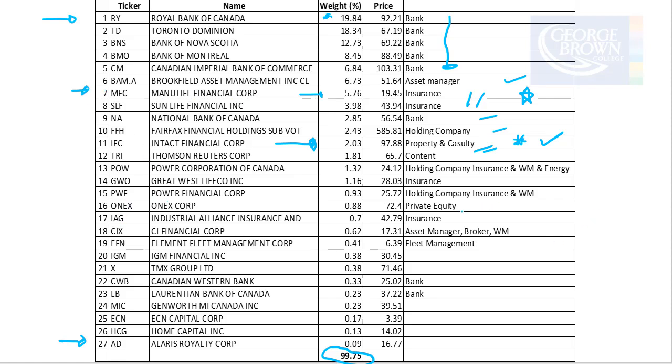And there's a private equity corporation here, Onyx, a fleet management company, which is considered to be a financial, and then some of the smaller banks from the western and eastern parts of Canada: Canadian Western Bank, Laurentian Bank. So that's the 27 companies that make up the financials sector on the Toronto Stock Exchange.